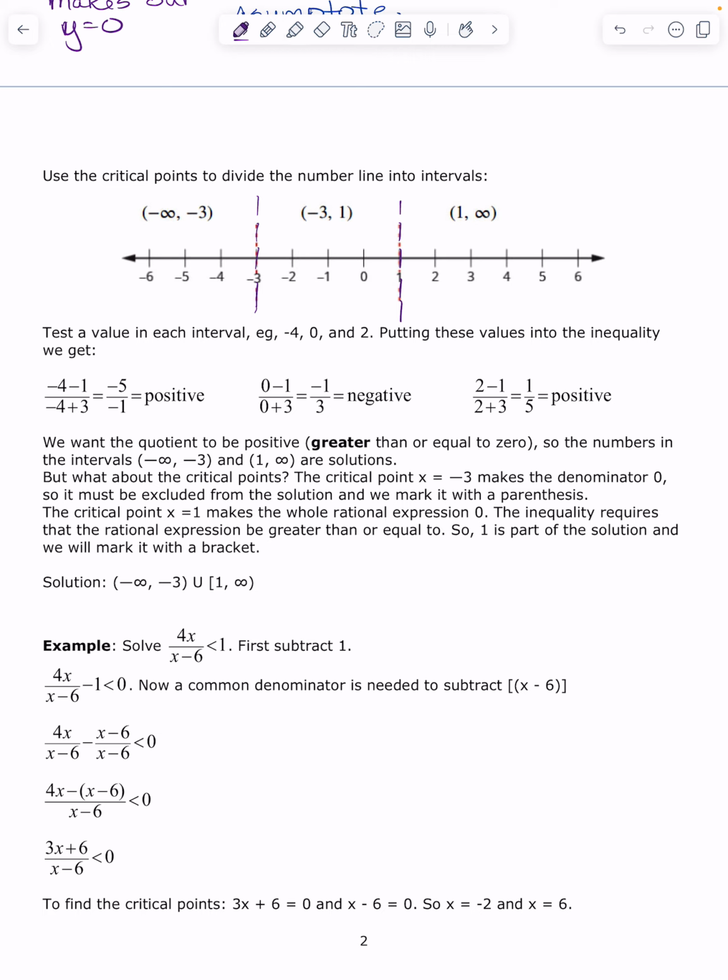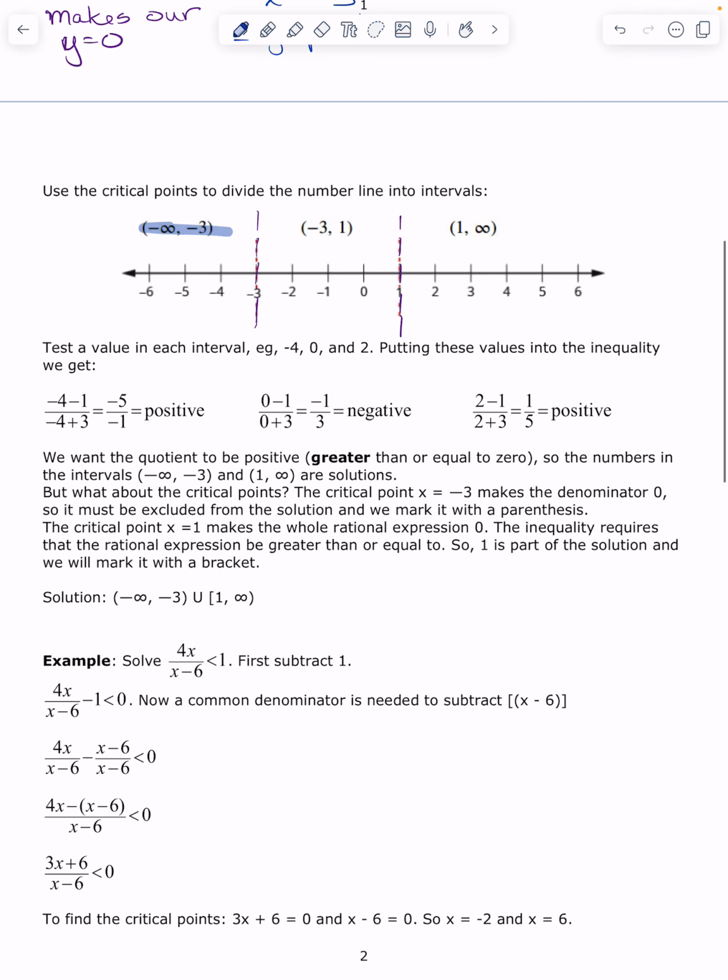Over here in our left-hand interval, we're going to pick a number that we can plug in. And the example here uses negative 4. We plug in -4 for x, we get -4 minus 1, which is -5, over -4 plus 3, which is -1, and we get a positive value. So I know that everything in this interval, any of the x's that I am going to plug in, are going to result in a positive y. Okay? We can take a look at our next interval.